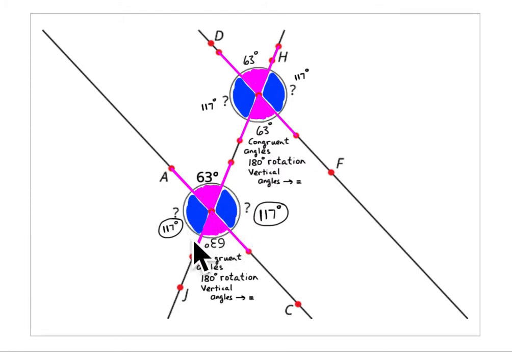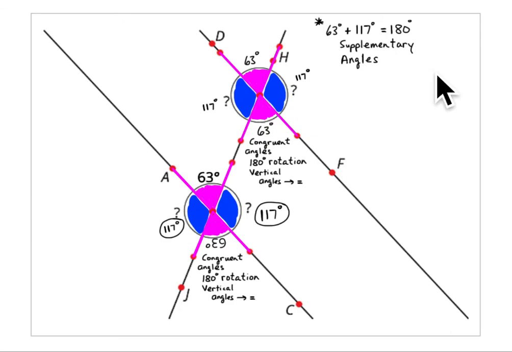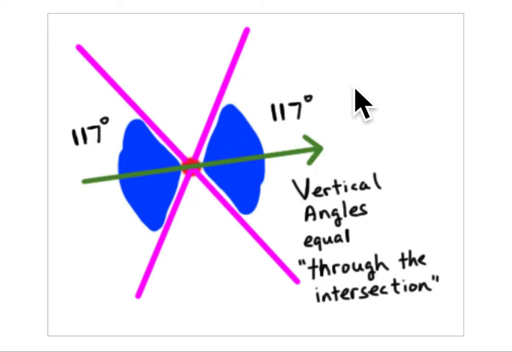If you look, this image is identical to this image. They are congruent. They are equal. They will always be when you have parallel lines and a transversal. So if you draw a circle, all four angles are always going to equal the same size as the four angles up here, and vice versa. 63 plus 117 degrees equals 180 degrees. Those are called supplementary angles, meaning two angles that add to 180 degrees. And also you have vertical angles if you look through the intersection.